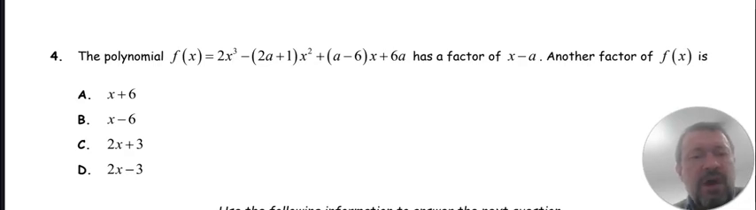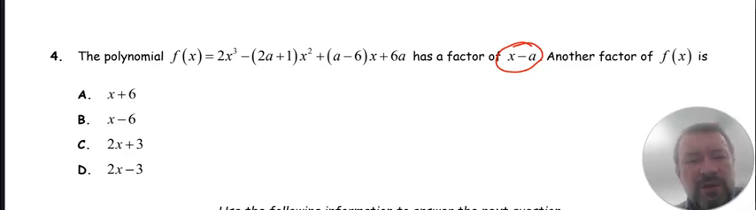So this question says the polynomial f of x equals 2x cubed minus (2a plus 1) multiplied by x squared plus (a minus 6) multiplied by x plus 6a has a factor of x minus a. And now we want to find another factor for it.